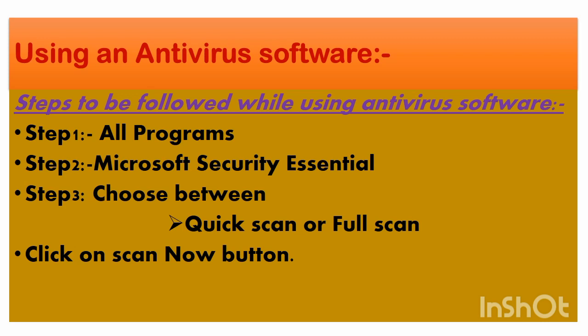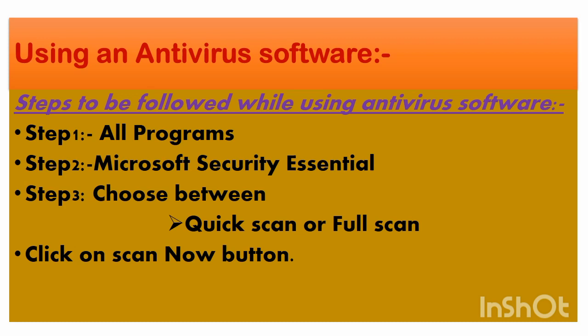Now what are the steps to be followed while using an antivirus software? Step 1, all programs. Step 2, Microsoft Security Essentials. For example, I am using Microsoft Security Essentials as an antivirus software, so I will choose this.